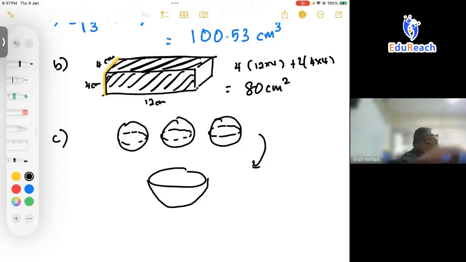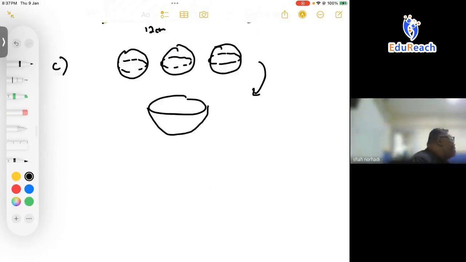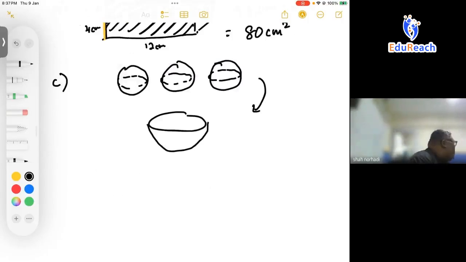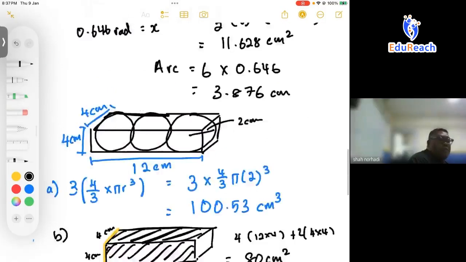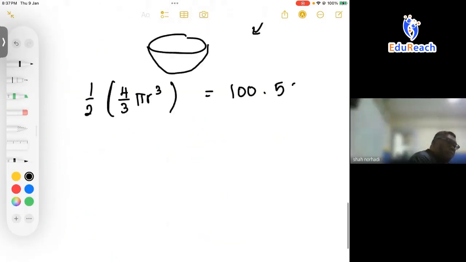So do we know the volume of all the 3 balls? You know, right? That's good. So what is the formula for half a sphere? Half times what? Okay, let's do the formula of a sphere first. 4/3 pi r cubed, right? Then I halve it. Then this will equal 100.53. That's all. Okay? Who doesn't understand this part? Because it's been recast.